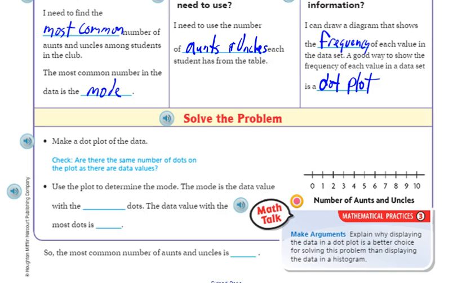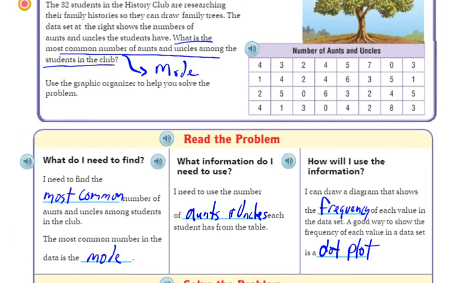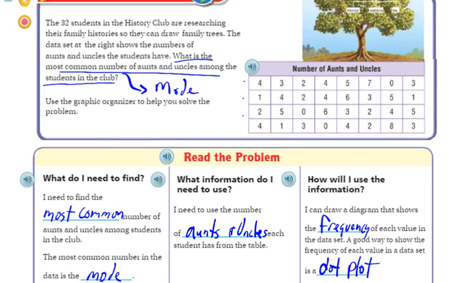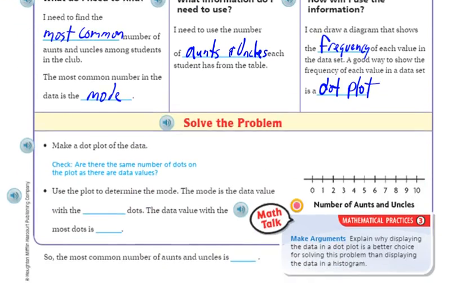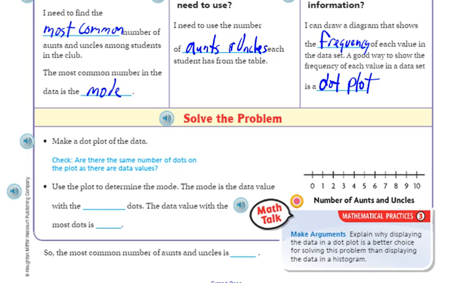Are there the same number of dots on the dot plot as there are data values? Let's go up here real quick and total our set. I notice I have a 4 by 8, which means I have 32 values because 4 times 8 is 32. Now I'd like you to take these values from the table and place them on the dot plot down below on that number line. I'm going to pause the video here, let you get that taken care of, and then make sure your dot plot matches my dot plot.